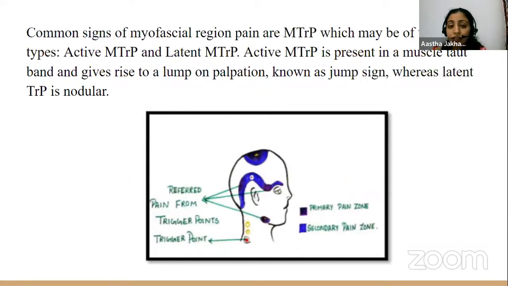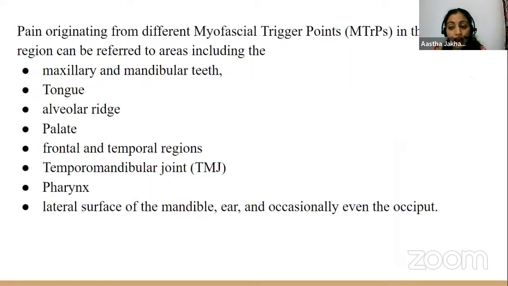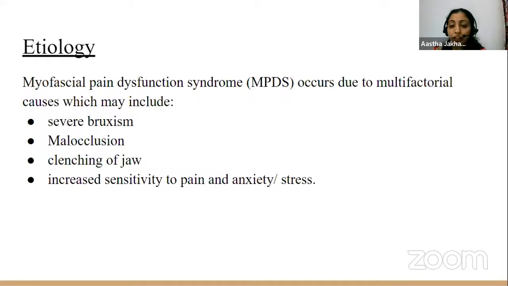There are certain MTRPs, they are considered as the big mischief in causing the myofascial pain. There could be two types, the active and the latent. The active ones can easily be palpated on the muscle tissues and they appear as a jump sign. And when we see the latent, they are just nodular. Pain from these trigger points can radiate to maxillary and mandibular teeth, tongue, alveolar ridges, palate, frontal temporal region, TMJ, pharynx, ear, and even the occiput and the lateral side of the mandible. Etiology includes severe bruxism, malocclusion, clenching of jaws, increased sensitivity to pain, anxiety, or stress.